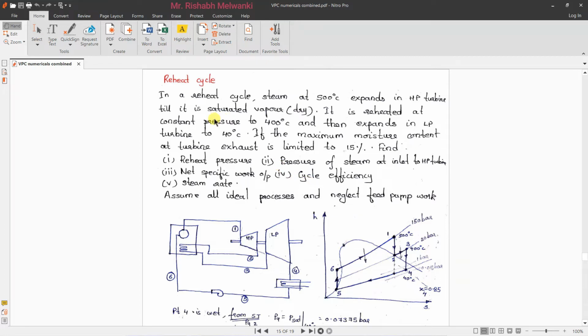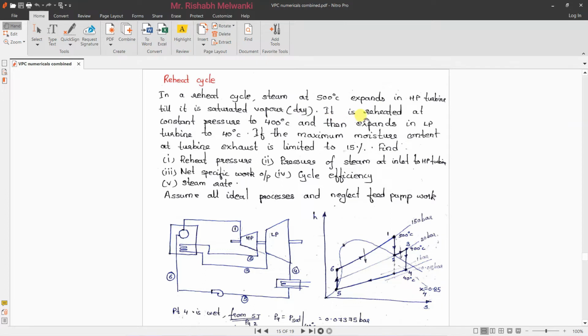What is the given data over here? In a reheat cycle, steam at 500 degrees Celsius expands in the HP turbine till it is saturated vapor, dry. It means that point number 1 is superheated steam, then only point number 2 will be dry saturated vapor. But in order to mark point number 1, we require two properties. Here only one property, temperature, has been given.